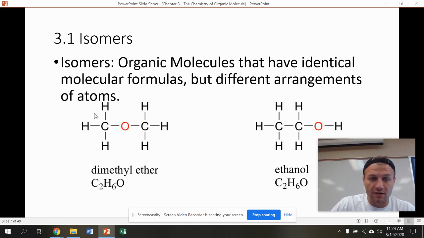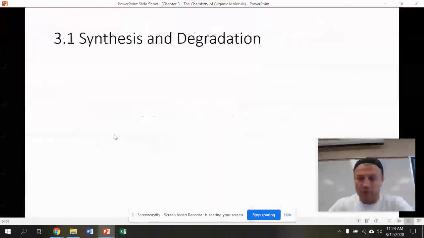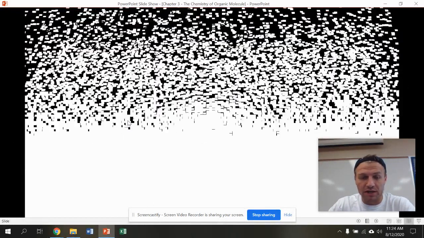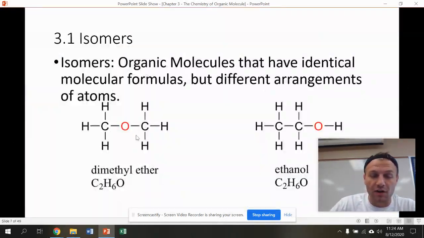If you look here, you have a CH3 group, a CH3 group, and an oxygen group. Now, if we go back to the functional groups, we could identify some of these functional groups in these two different molecules.